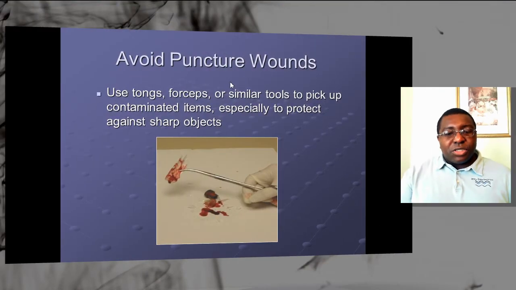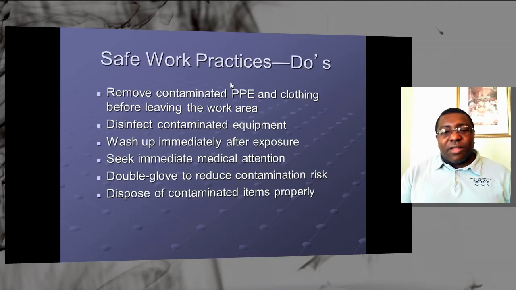Puncture wounds. If you got some punctures, it's coming from direct contact with something sharp, so get yourself a barrier against that by using tools. Use tongs or forceps or whatever tool you can to pick up the sharp objects. That way you're protecting your hands, and now you're not going to get that through your gloves. So here's some do's.